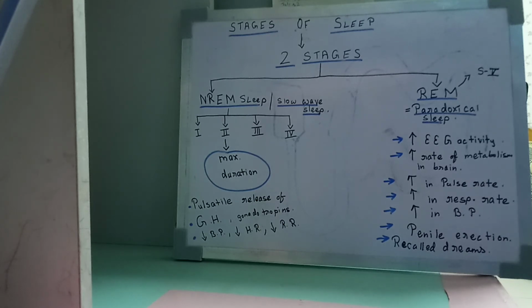REM sleep, which some people call stage 5 sleep, is also called paradoxical sleep. Why? Because the brain is in a very excitation mode, but the muscles are immobilized. There is generalized loss of muscle tone in the REM stage. Now, in REM sleep, heart rate, blood pressure, and respiratory rate everything increases. Penile erection is seen in REM sleep, and the EEG activity increases similar to that of the awake state. Also remember that the dreams which can be recalled are seen during REM sleep due to high cerebral activity.